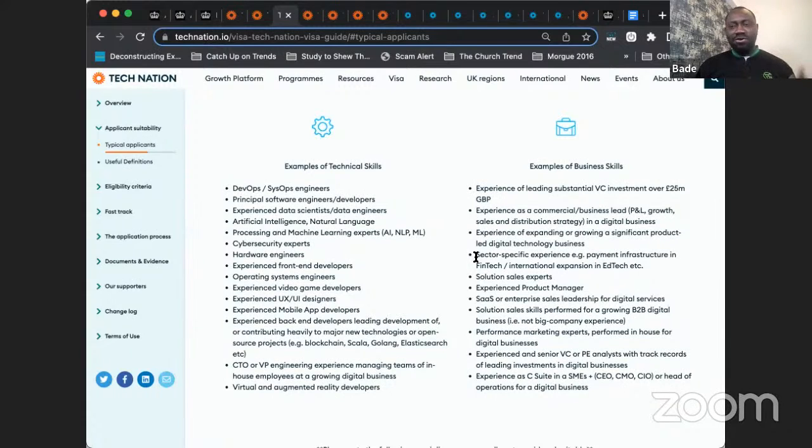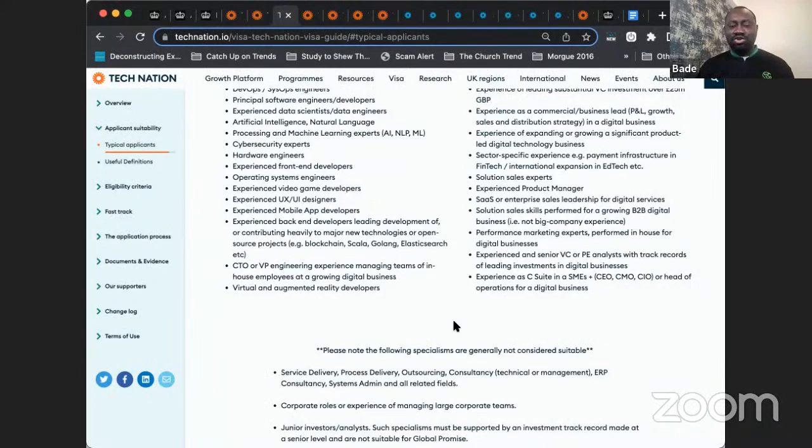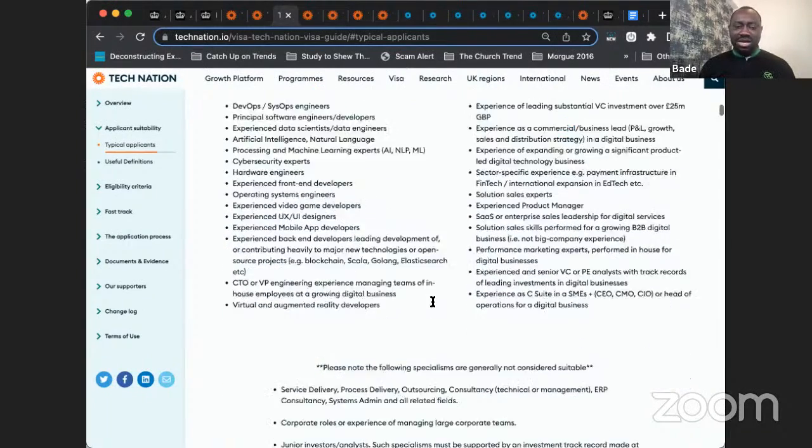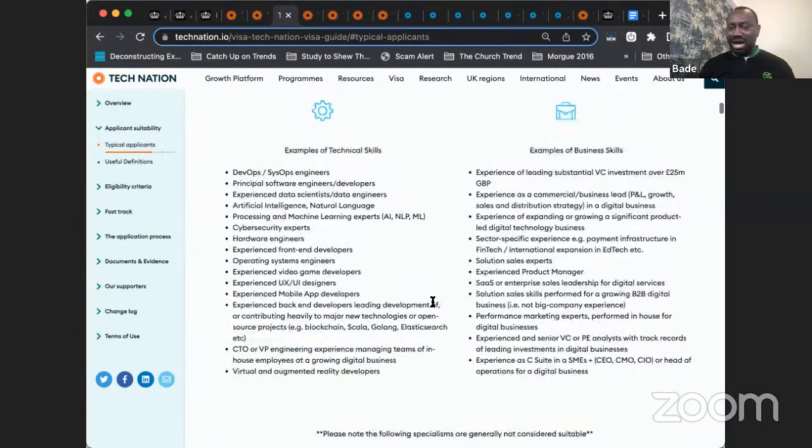So we've got DevOps and SysOps, we've got hardware engineers, we've got operating system engineers, we've got UI/UX designers, and several other technical skills. Please bear in mind that this is not by any means an exhaustive list of skills, and it is clearly written there to say that fact.